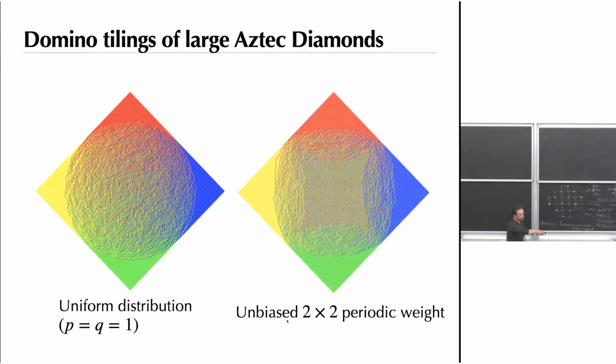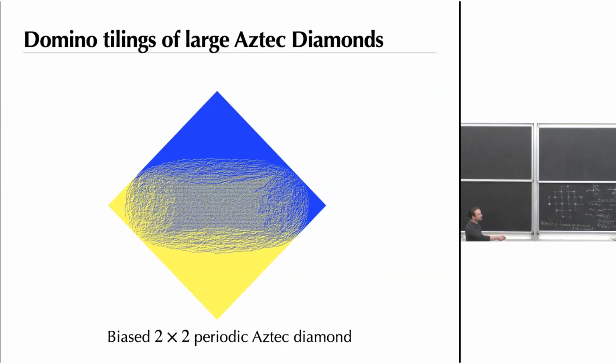Here there is a symmetry, right? You can just rotate by 90 degrees. Here, because of the bias, the vertical dominoes are less likely. You see also that these corners become smaller. Okay.